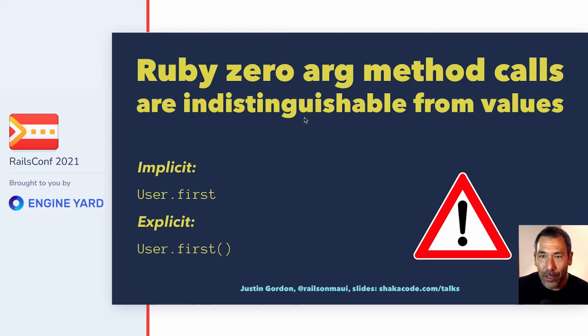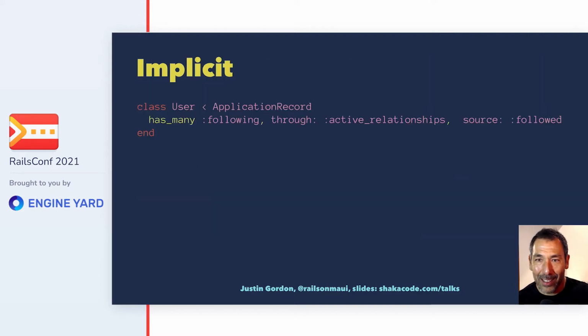Here's another critical thing. In Ruby, zero-argument method calls are indistinguishable from values. So you've got implicit, like user.first. Nobody ever writes the parentheses there. But if you really wanted to be explicit, you could say user.first with parens, just to make it clear that you're actually invoking the method, which, as I mentioned, is really sending a message to that object.